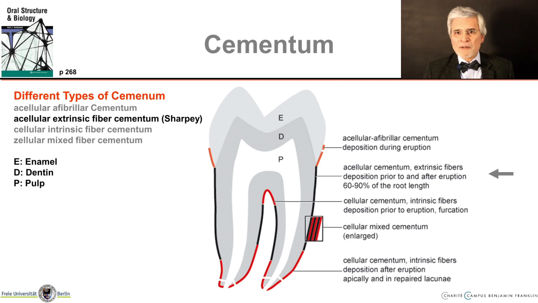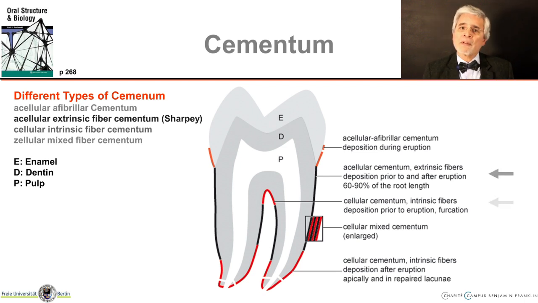But why does it not contain any cells? Of course, cementum always is produced by cells, in this case by the cementoblasts. But with this type of cementum, the cementoblasts are usually not trapped by the deposition of their own matrix, which they themselves have produced, but they are pushed to the surface. And this way, this type of cementum is predominantly acellular. And this type of cementum covers more than half, which is 60 to 90% of the root of the tooth, and it is deposited directly on the freshly formed dentine matrix.